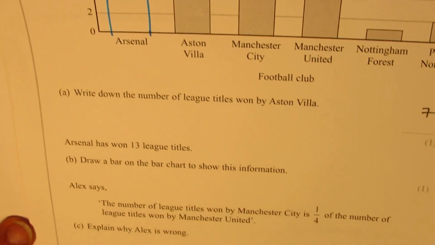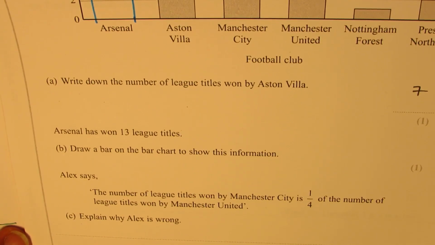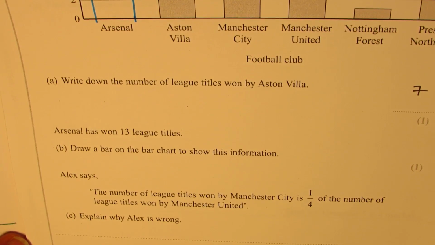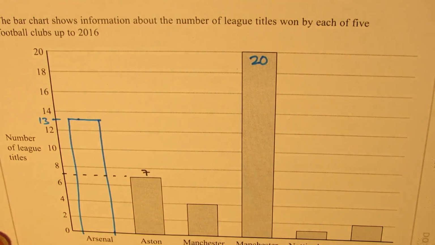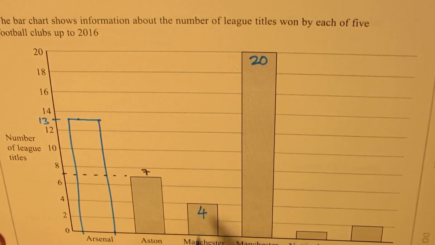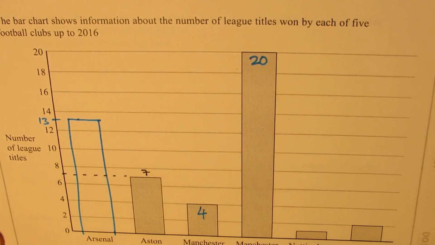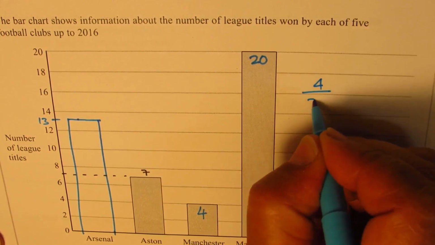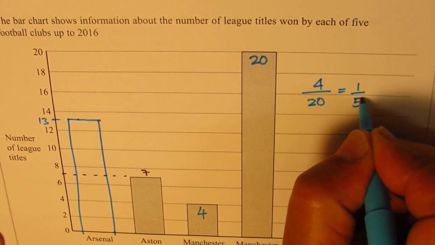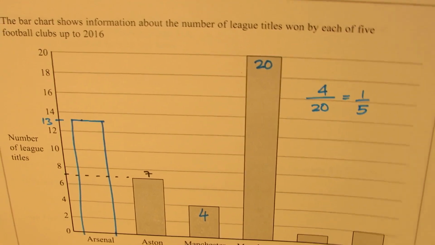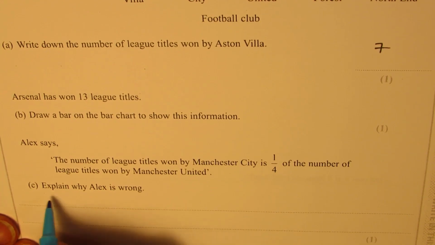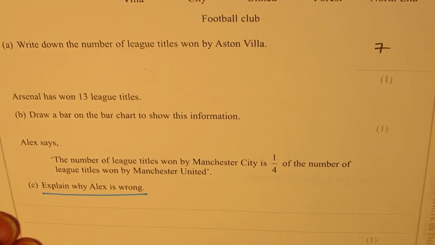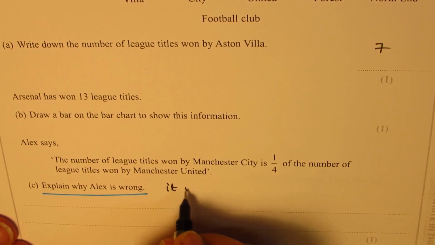Then we have Alex says the number of league titles won by Manchester City is 1/4 of the number of league titles won by Manchester United. Let's figure it out. Manchester United is 20, so let me write 20 here, and Manchester City is 4. Now, what is the ratio? The ratio is 4 divided by 20, which is the same as 1/5. So it is not 1/4, but it is 1/5. Explain why Alex is wrong: it is 1/5.